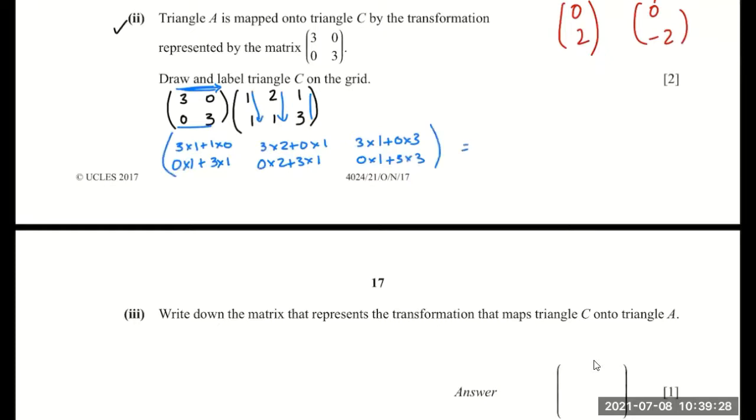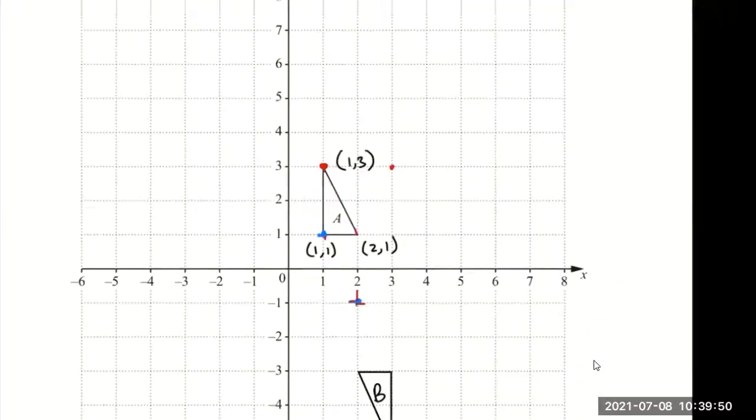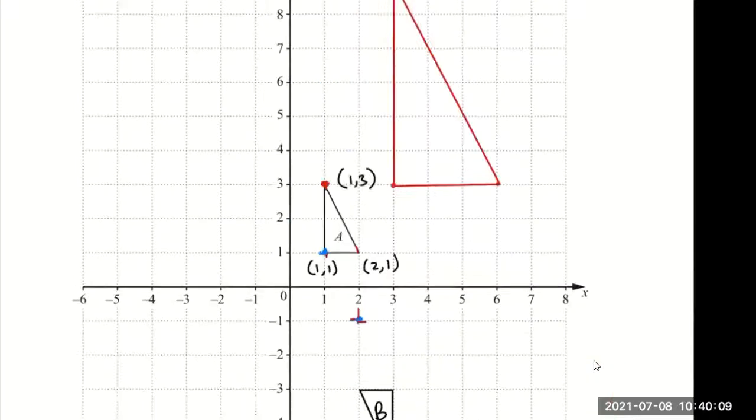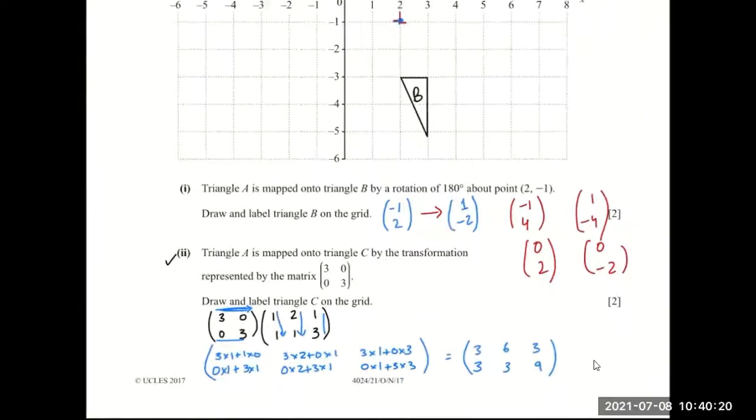What does all of that give me? It gives me 3 on the first one, 3 below it, then 6 here and 3 here, and then 3 here and 9 here. I'm going to plot that: (3, 3), (6, 3), and (3, 9). So you see it has been enlarged. I was supposed to multiply by 3, which is why this is enlarged. If I ask you to describe this enlargement, you tell me this is scale factor 3, and whenever we're talking about matrices, the center is always (0, 0). Remember that.